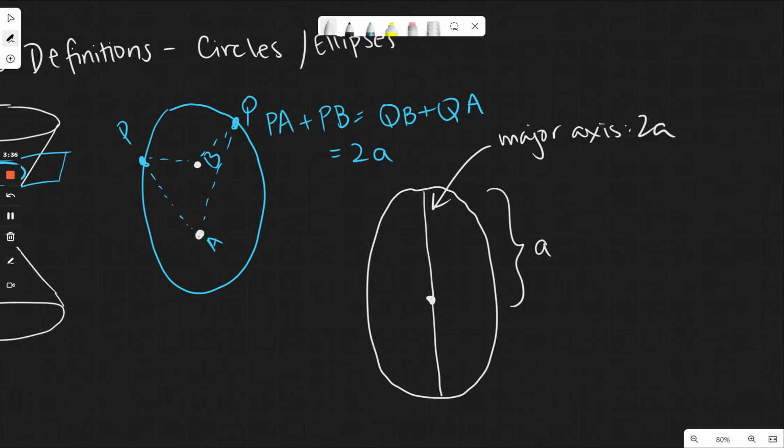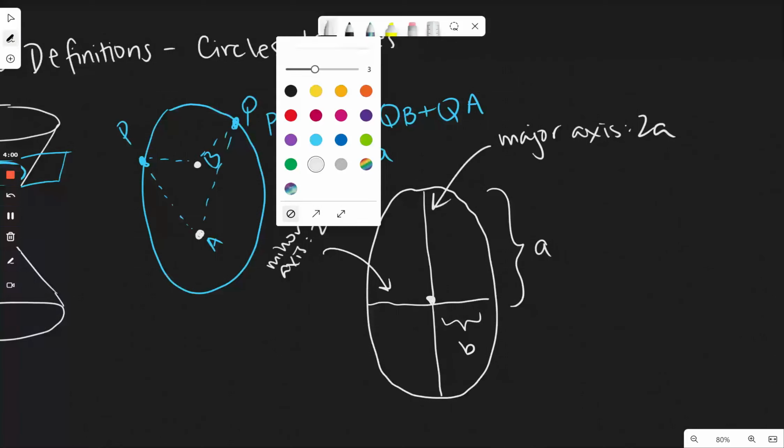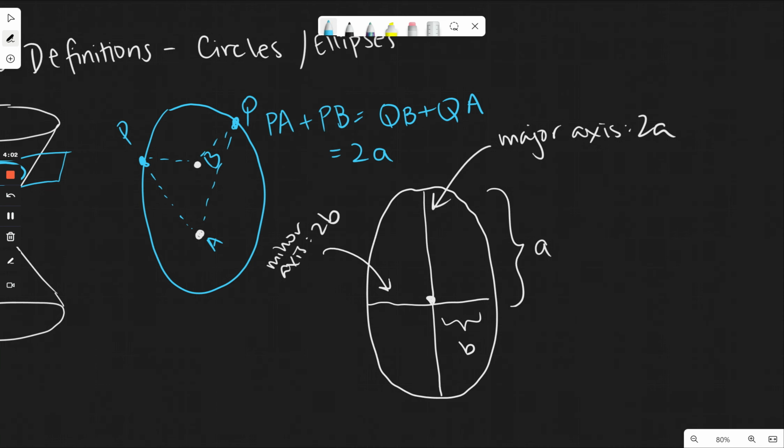Similarly, there's a minor axis, which is perpendicular to the major axis and also goes through the center. And the minor axis has a length of 2b. And you guessed it, the semi-minor axis has a length of b. And from here, it's actually simple to find the focus. The focus is always on the major axis. It's going to be somewhere on this axis. And the distance to the focus is called c.